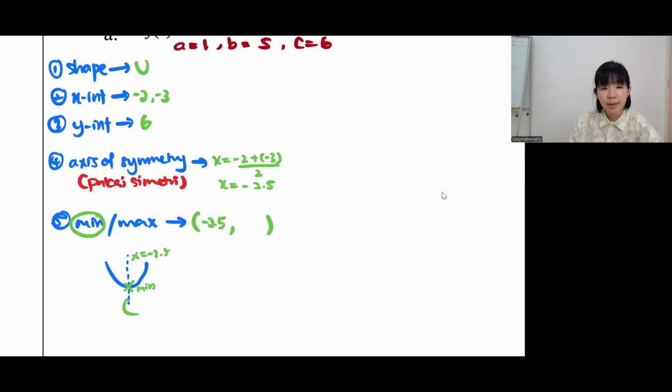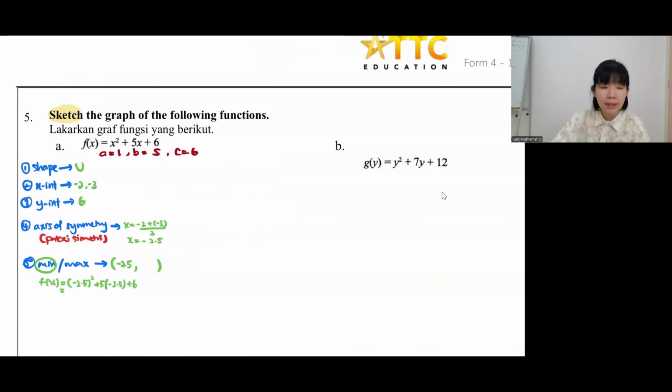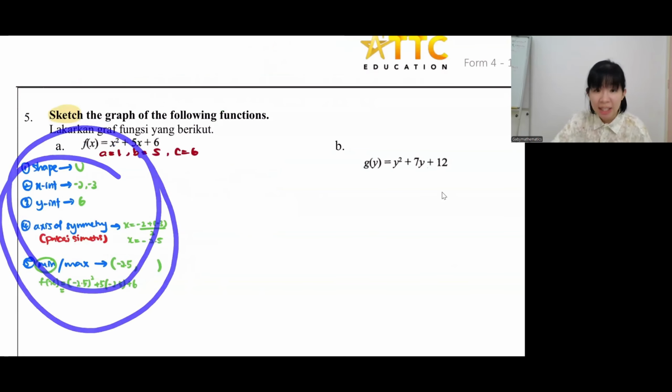Then how to find y? If you got the x coordinate and want to find the y coordinate, sub into the equation. f(x) equals negative 2.5 squared plus 5 times negative 2.5 plus 6. This one you can just key in the calculator, because anyway all these things are just your own checklist. You don't have to show very complete working. The main thing is the drawing later.